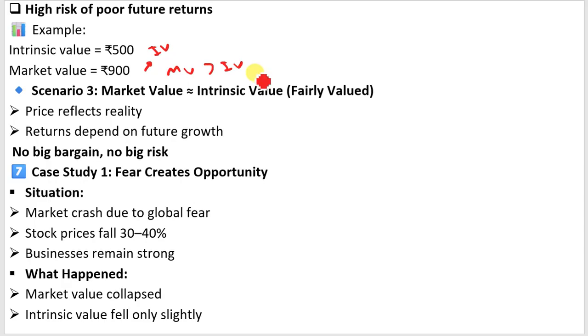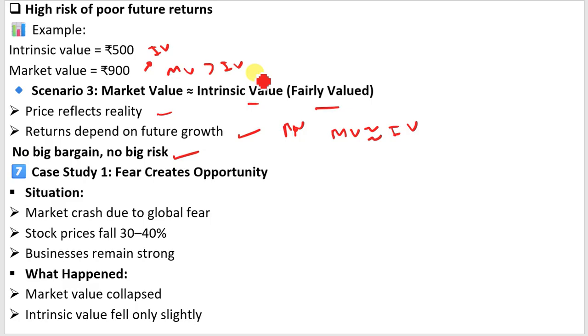Third scenario: market value is equal to IV value. That is fairly valued. Both are equal. In real conditions it is not exactly equal but equivalent to IV value. This is called fairly valued. Here, price reflects reality. Returns depend on future growth. No big bargain, no big risk.